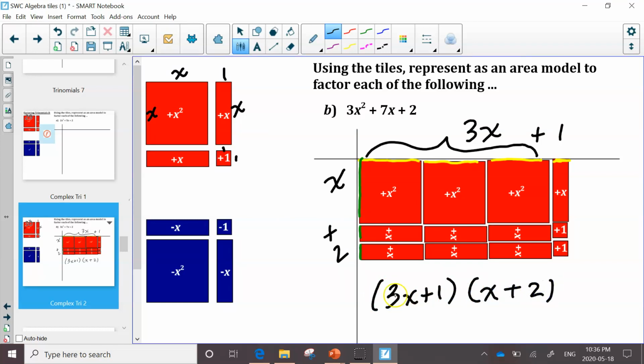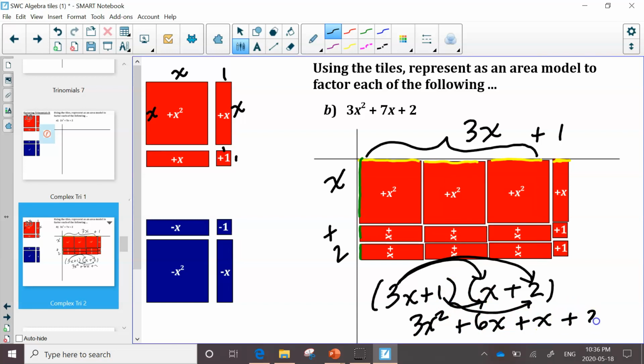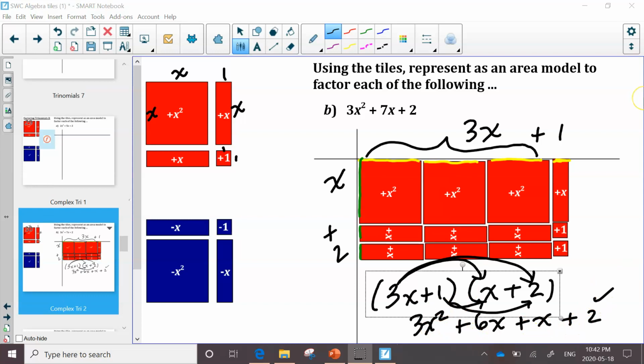And we can double check that this is the right area by expanding it. If we multiply the length times the width, we should get the area expression that we had. So 3x times x and 3x times 2, that's 3x squared plus 6x, and then we have 1 times x, and 1 times 2, we have x plus 2, and then we can see that this is going to give us 3x squared plus 7x plus 2.